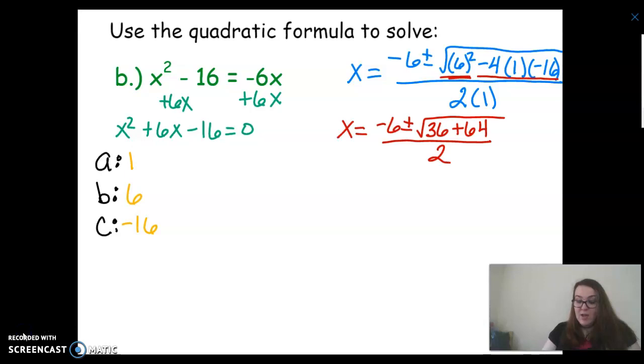Okay, when I simplified under the square root, this is what I have so far. So I'm going to simplify again under the square root. And I also simplified on the denominator as well, this last step.